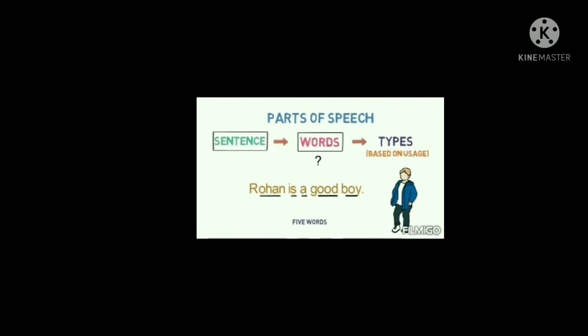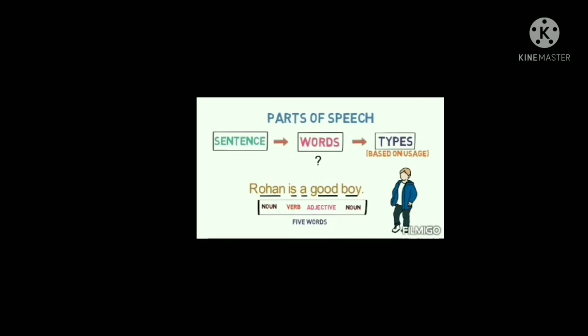Now, based on their usage, they are categorized into different types. Rohan and boy are nouns. Is is a verb, and a is an article, which is considered a special type of adjective, and good is an adjective. These all are parts of speech.